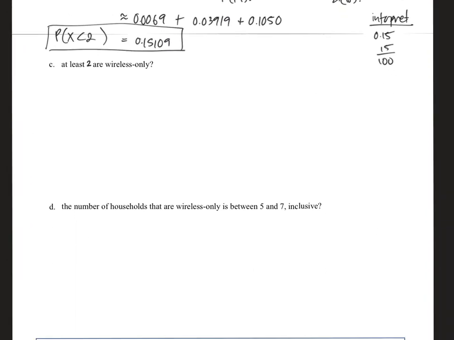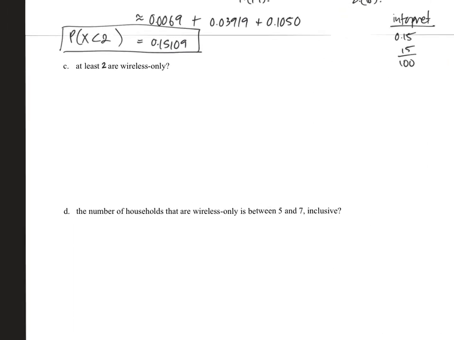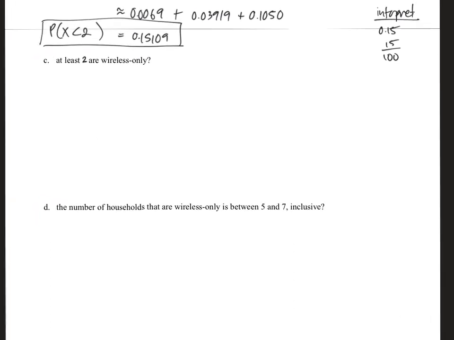Now let's take a look at least 2 are wireless only. Okay, so this is the exact opposite. That means the smallest amount of them are wireless only, which would be the probability that x is greater than or equal to 2. So if I was to do x greater than or equal to 2, that would mean that I would need to compute all the probabilities up to 20. So 2, 3, 4, 5, 6, 7, 8, 9. Okay, that's looking horrible. I would have to do that huge formula for every single one of these values. I really don't want to do that.